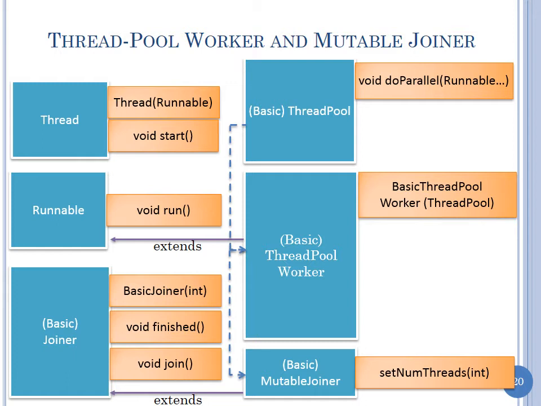The thread pool worker knows about the thread pool, so we have a constructor there. That all makes sense. Can you guys think of, those of you who are really alert, any other methods I might need in my thread pool worker and thread pool?